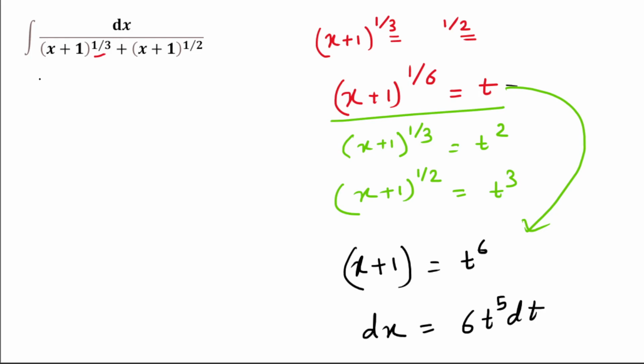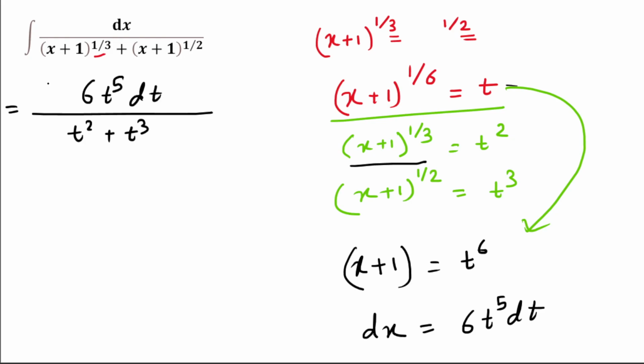Now what we can write from all of this is that this particular term is equal to, first of all, t square. This is t cube. And in place of dx we can write 6 t to the power 5 dt. Okay, now we have this particular form. Many of the terms can be easily cancelled out. So from here we take t square as common. This is 1 plus t.